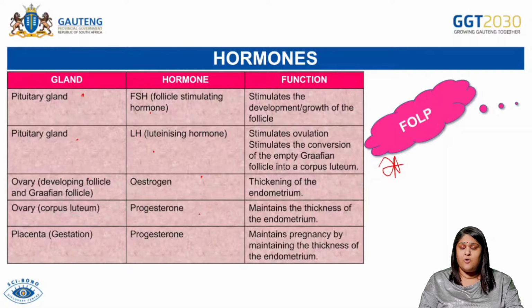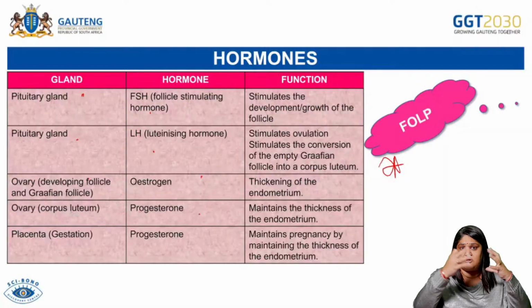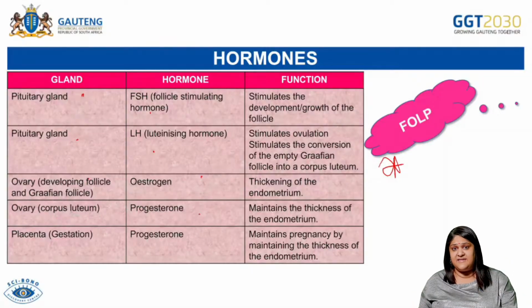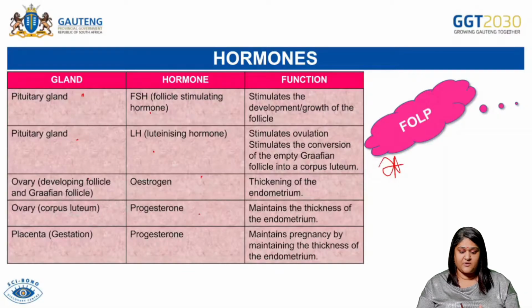Ovulation can only occur when the Graafian follicle is mature. And then because of that LH, the Graafian follicle is going to rupture and release the ovum. That empty Graafian follicle is then converted into a corpus luteum. Only then is progesterone going to be secreted. And once gestation occurs, the placenta is going to secrete the progesterone, and that is going to maintain the thickness of the endometrium during pregnancy.